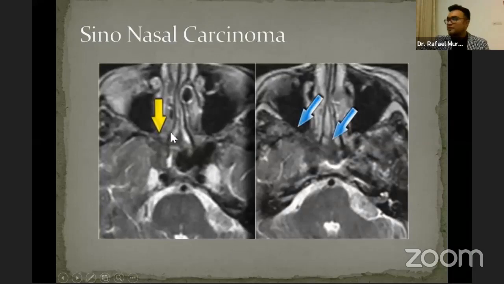Next slide, please. On the image, hypointense tissue is seen in the pterygopalatine fossa and the Vidian canal, which is described by the yellow arrow. On the image on the right, which is more cranial, there is hypointense tissue in the pterygomaxillary fissure and pterygopalatine fossa. And the contrast enhancement we can see in the left-hand side image, which is described by the blue arrow. Next slide, please, sir.